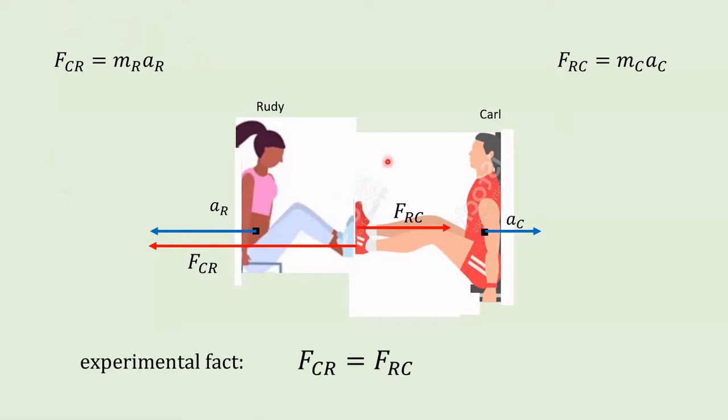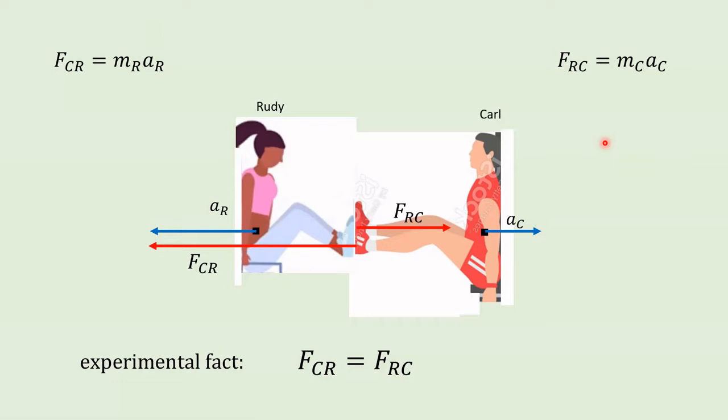It doesn't matter how much stronger Carl is than Rudy, or vice versa. If they push off from each other, and you carefully measure the product of mass and acceleration for each individual, you will find that the two forces are the same, which may be a little surprising. You can't push harder on somebody than they're pushing back on you.